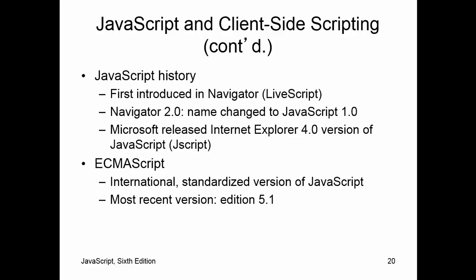Unlike HTML, hypertext markup language, which is under the control of the W3C, the World Wide Web Consortium, and cascading style sheets, which is also under W3C control, JavaScript is really under the control of the ECMA. And the ECMA is an acronym that stands for European Computer Manufacturers Association. So really, whereas HTML and CSS are under local control or national control, JavaScript is under international control.